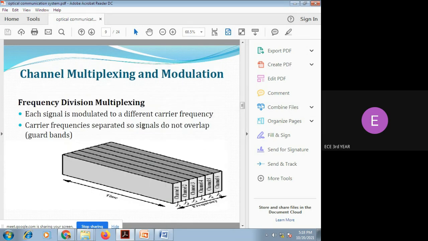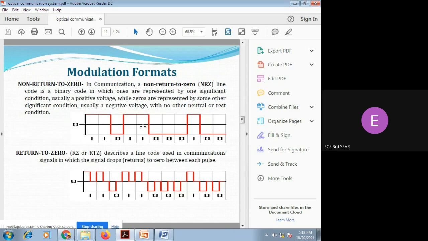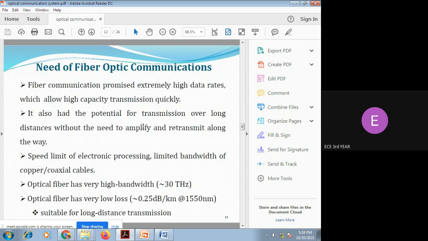So this is frequency division multiplexing. Based on the frequency, the signals will be multiplexed. It is called frequency division multiplexing. Time division multiplexing is based on the time the signal will be detected. Many modulation formats are also available: non-return to zero, return to zero. These are the basic communication processes and communication parameters and the like.